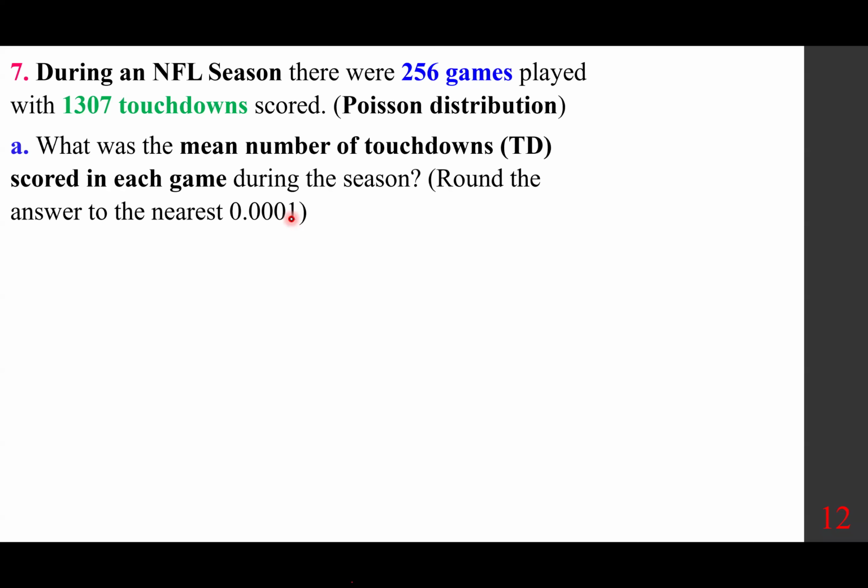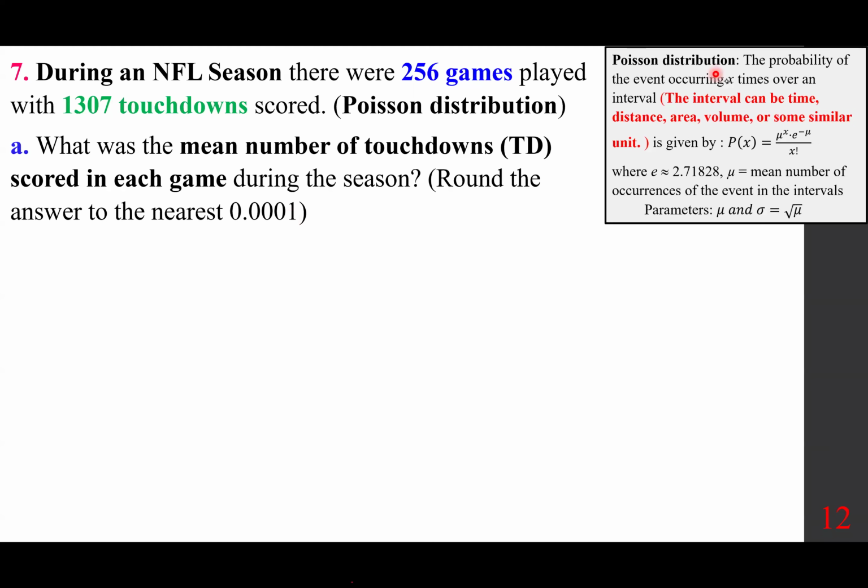So first, let's discuss Poisson distribution. The probability of the event occurring X times over an interval. The interval can be time, distance, area, volume, or some similar unit. Is given by P of X is mu to the power of X e to the power minus mu over X factorial, where e is the base of the natural log, 2.71828, and it continues indefinitely. Mu is the mean number of occurrences of the event in the interval, and the parameters are mu and sigma, where sigma is equal to square root of mu.